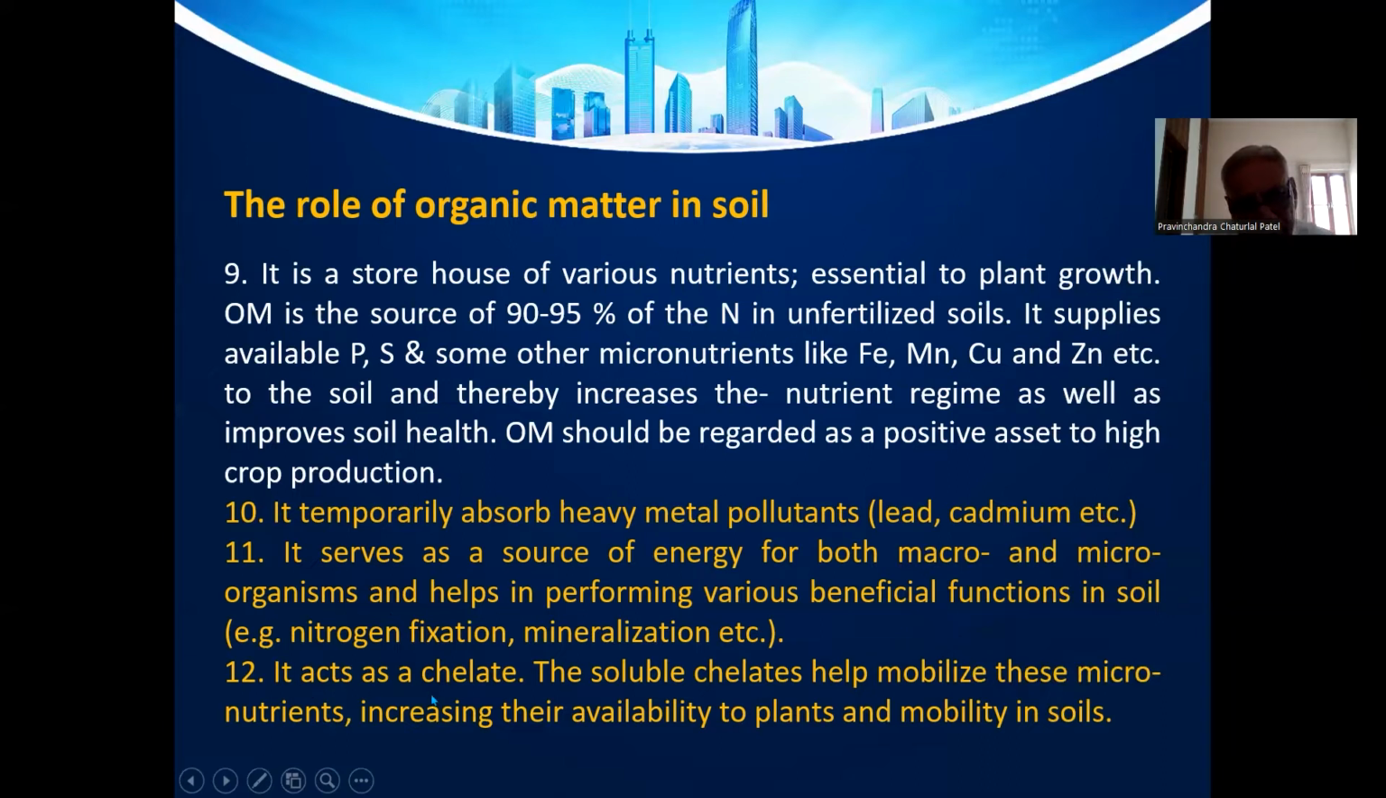Then number 12, it acts as a chelate. The soluble chelate helps mobilize these micronutrients, increasing their availability to plants and mobility in soil. So organic matter works as a chelate, and the nutrients are released in soil slowly. So throughout the growth period the plant will obtain the nutrients for its better growth and development.